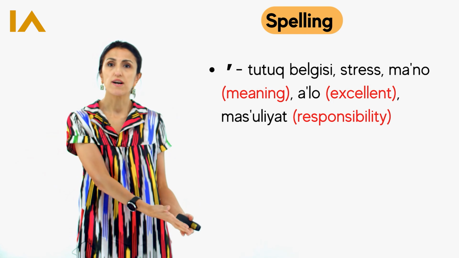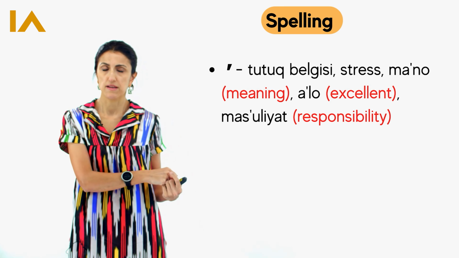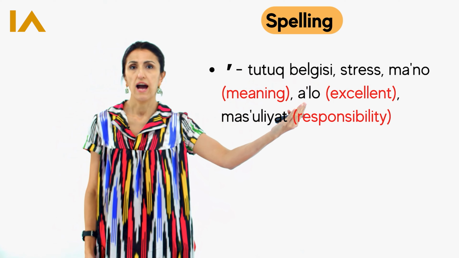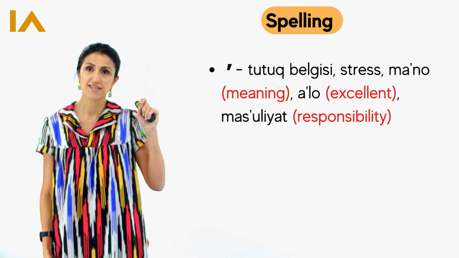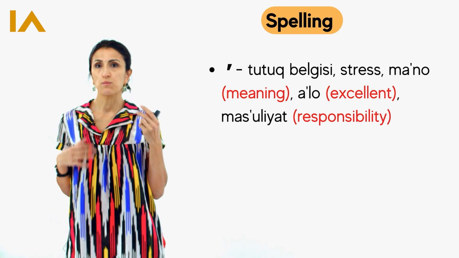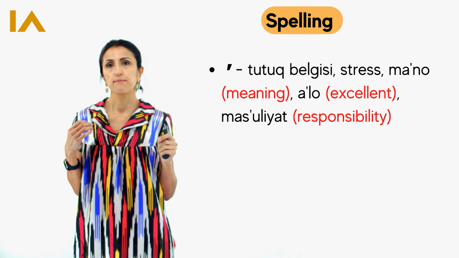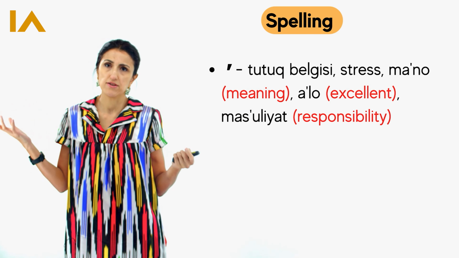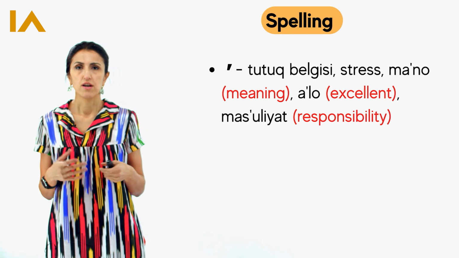But when it comes to Arabic words that also exist in the Uzbek language, there are some words like mano, alo, masuliyat. Those have stress. And when we say them, you won't notice. Like ma-no is like ma-no, but people don't say ma-no. People say ma-no, alo, masuliyat. So it's just simpler.